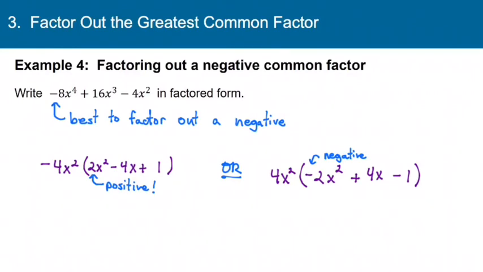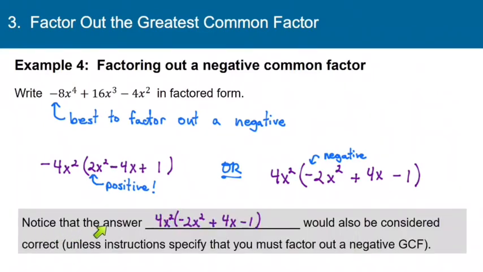And the only time you'll have to be careful about factoring out a negative is if the instructions explicitly tell you that you must factor out a negative. So again, the answer that we had with the positive GCF would also be considered correct unless the instructions specify that you must factor out a negative GCF.